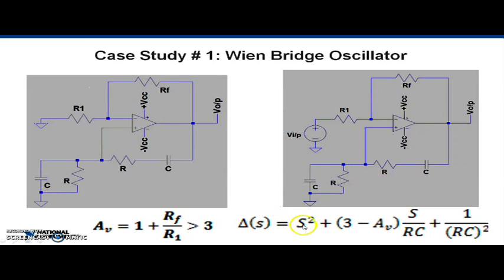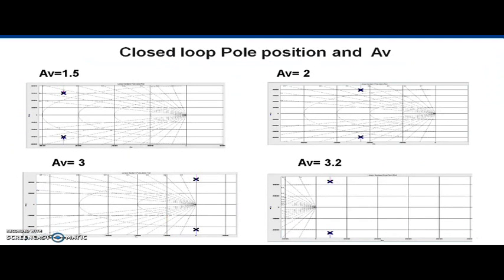As we can see, the characteristic equation has an Av value which decides the stability of the system. If the voltage gain is less than 3, the circuit will act like an amplifier. If it is equal to 3, the system will be oscillatory. If the voltage gain is more than 3, the system will be unstable. So that can be seen in the closed loop pole position versus the value of the voltage gain.